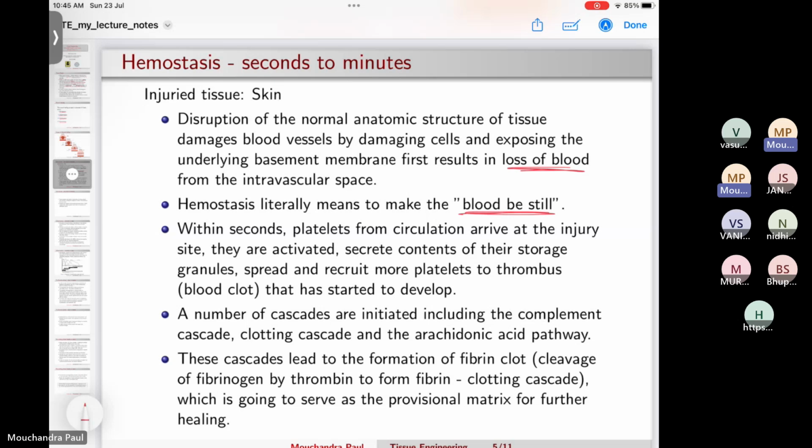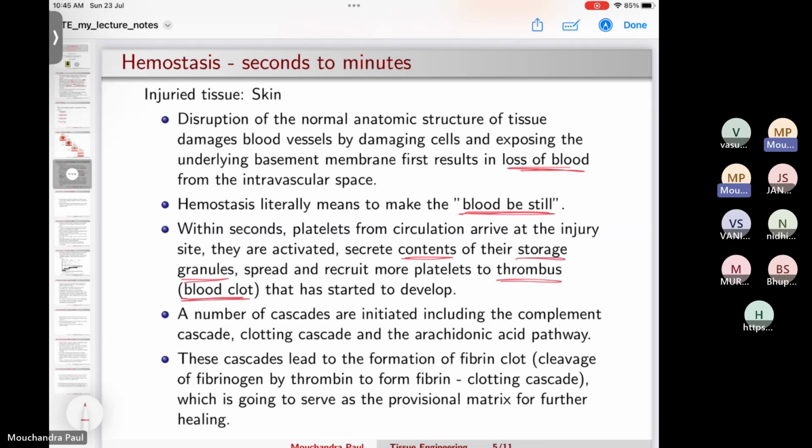platelets from the blood circulation arrive at the injury site, and these platelets become activated, and they start secreting the contents, whatever contents are there in their storage granules. And then these platelets also spread and recruit more platelets. So because of the activity of the platelets, you see the formation of the blood clot, or another term for blood clot is thrombus. So within seconds this blood clot has started to develop because of the active participation of platelets.